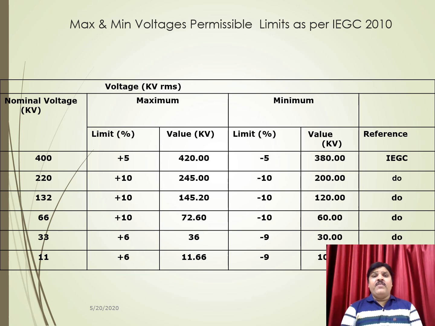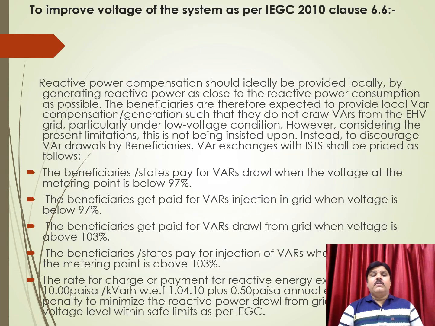But when we go towards 33 kV and 11 kV, it is plus 6% on the higher side and minus 9% on the lower side, meaning the lower limit. Because if we reduce the voltages further, it can collapse the grid. So these are the operational limits of the voltages fixed by the Indian grid code.